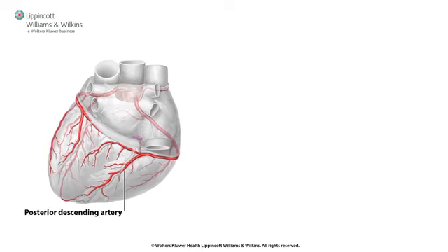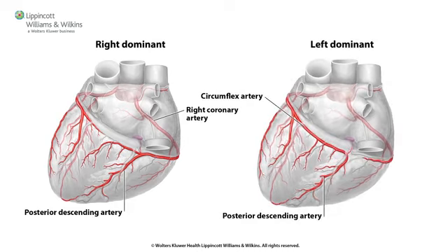Now, around 70 to 85% of people have the PDA coming from the right coronary artery, and we call this a right dominant heart. Around 10% of people have a PDA that comes off the circumflex, and we call that a left dominant heart, since the circumflex is part of the left coronary system. There's also something called a codominant heart, where the PDA is supplied by both the RCA and the circ, and that's also around 10%. The exact numbers aren't that important, but the vast majority of people have right dominant hearts.